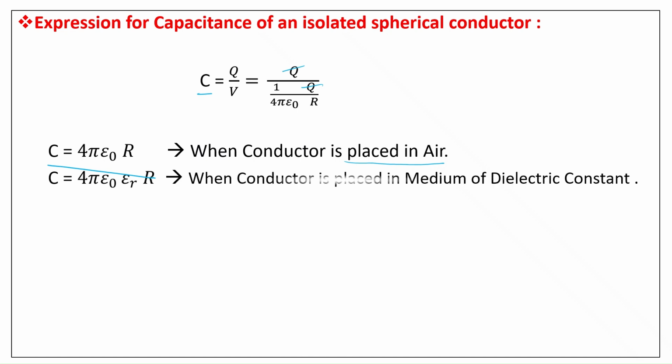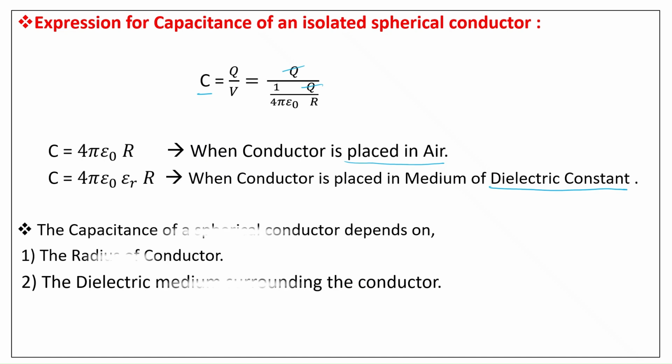Similarly, C is equal to 4 pi epsilon naught epsilon R into R. This equation is for when the conductor is placed in a medium of dielectric constant. The capacitance of a spherical conductor depends on: 1. The radius of the conductor. 2. The dielectric medium surrounding the conductor.